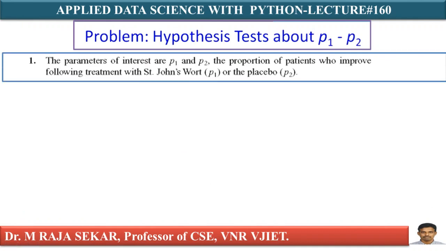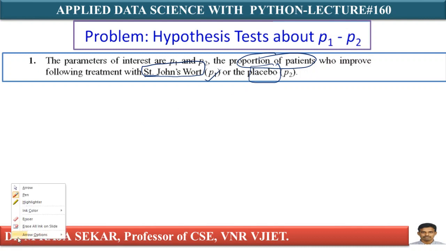The parameters of interest are P1 and P2, the proportion of patients who improve with the following treatments. This is important. How many treatments are there? One is St. John's wort and another one is placebo treatment. I'm designating St. John's wort with P1, whereas placebo with P2.